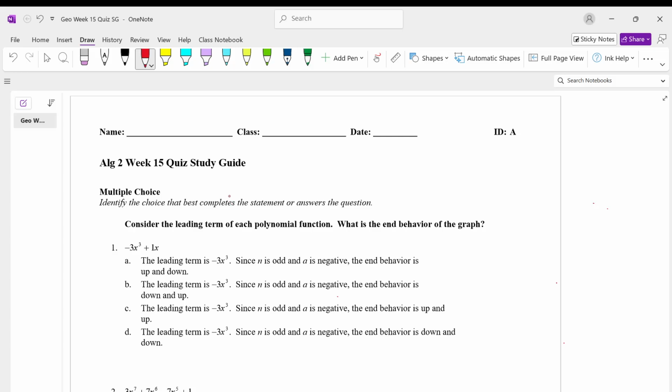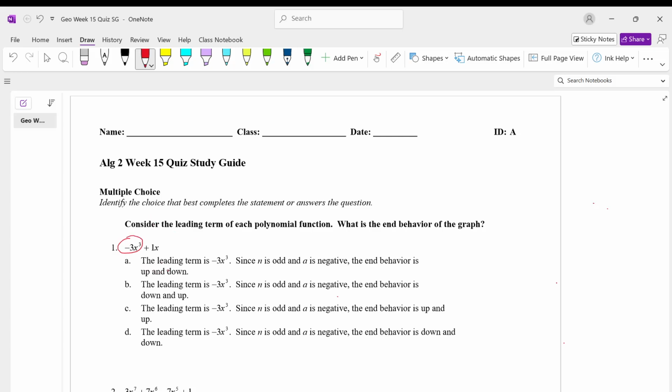All right, so here's your study guide for quiz 15. Number 1 here is multiple choice. Consider the leading term of each polynomial function. What is the end behavior of the graph? Hopefully you have the table from yesterday that I gave you in your notes. And identify the leading coefficient, which is right here, this negative 3x to the third.